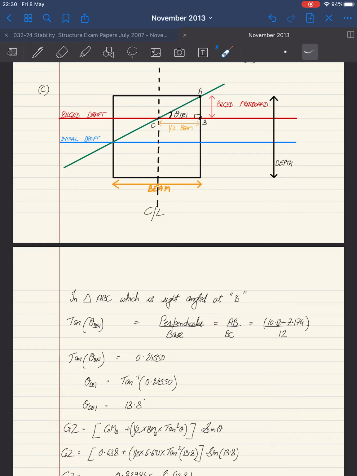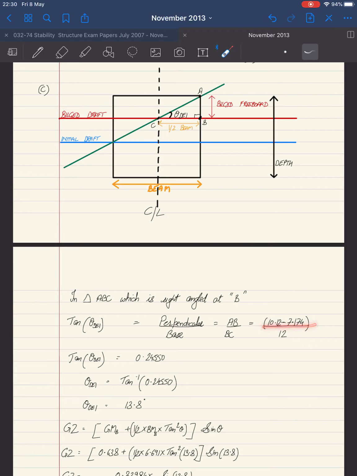So perpendicular is nothing but the bilged freeboard. We can write it as the depth of the vessel, which was 10.12 meters, minus the bilged draft. If we take off the bilged draft from the depth of the vessel, we'll get the bilged freeboard. Same way we have done it here: 10.12 meters is the depth of the vessel and 7.174 is the bilged draft. When we take off 7.174 from 10.12, we'll get the bilged freeboard.